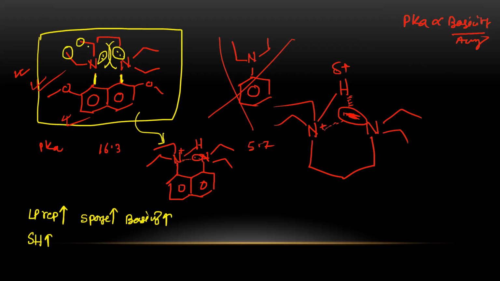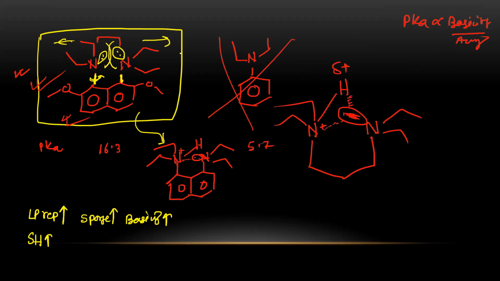If this group were less bulky, then what would happen? Then this would have less tendency to go beyond this, because it is a system of free rotation. If these groups are not that much bulky, then the group will freely rotate, and the lone pair will not come that much closer. That means this will not generate that much steric hindrance.